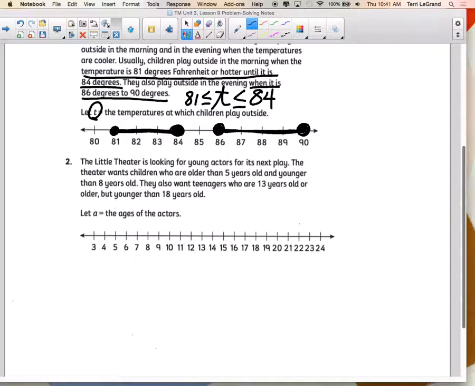Now we're going to include the word or. We're saying, oh, but that's not the only thing shaded on this graph. Or they also can play outside when it is 86 degrees. So 86 is less than or equal to T is less than or equal to 90. So all of that shows when the children in Las Vegas usually play outside. Questions, anybody?